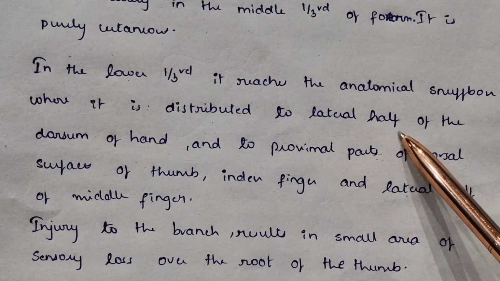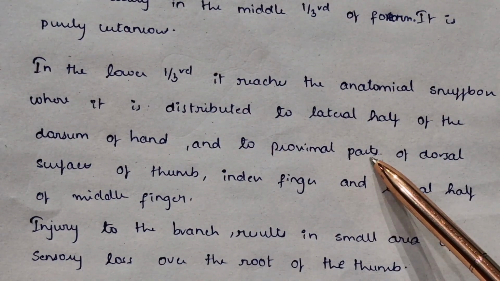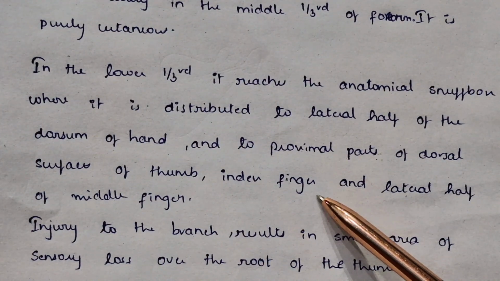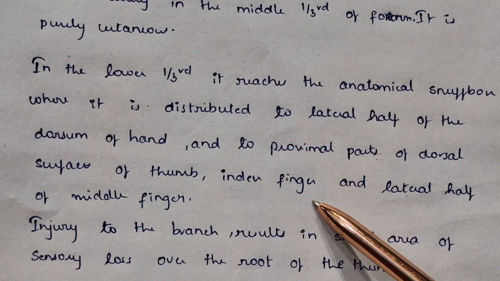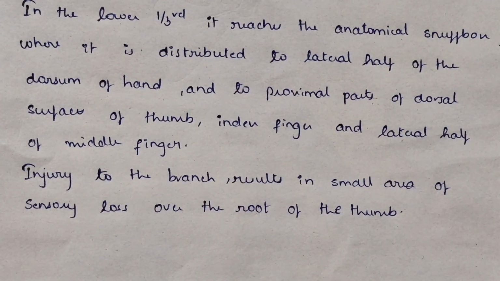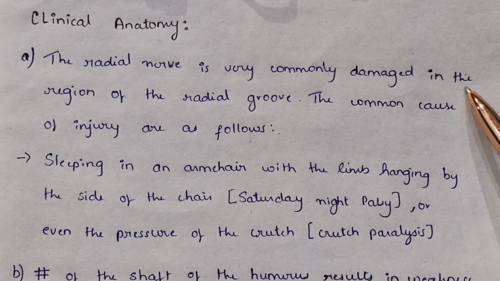half of the dorsum of the hand and to the proximal parts of the dorsal surfaces of the thumb, the index finger, and the lateral half of the middle finger. Injury to this branch results in a small area of sensory loss over the root of the thumb. Clinical anatomy of the radial nerve.